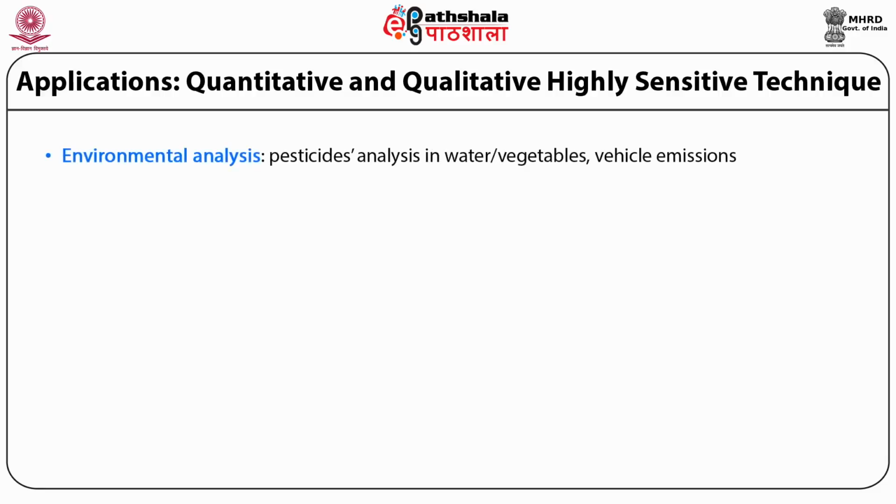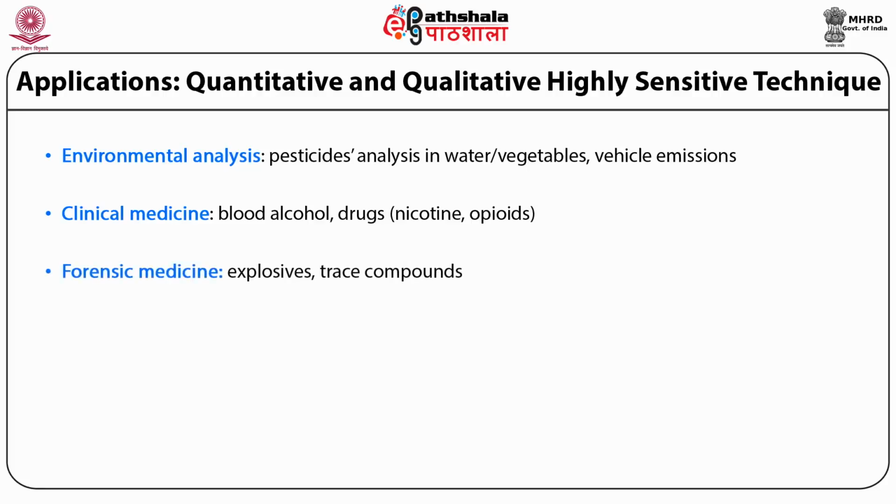So environmental analysis is one of the very common applications of gas chromatography. Pesticide residue analysis in water and vegetables for health reasons, vehicle emissions to determine the kind of compounds present in those emissions. In clinical medicine, the applications range from testing for blood alcohol to testing for different drugs like nicotine and opioids. In forensic medicine, again, because of its sensitivity, it's used for detecting explosives or trace compounds.